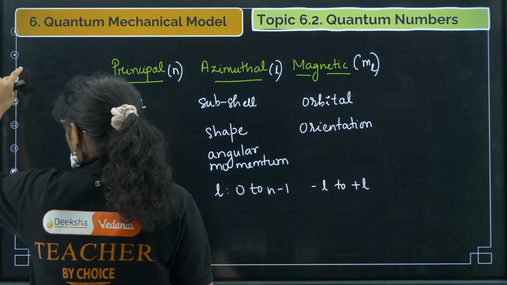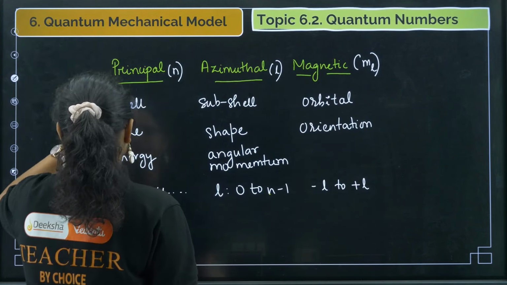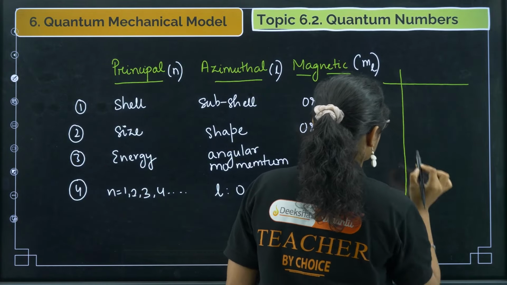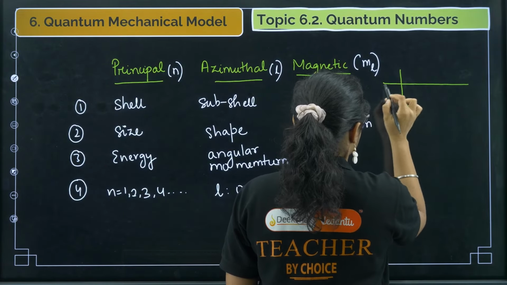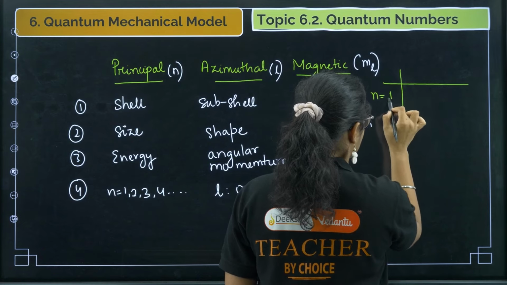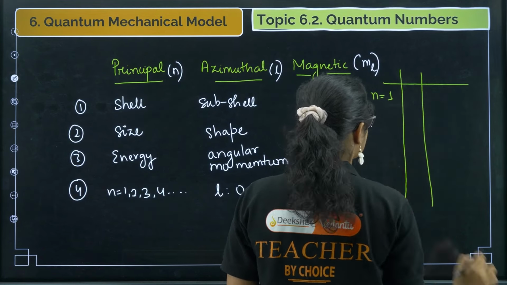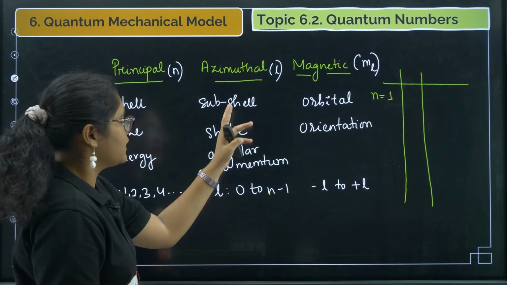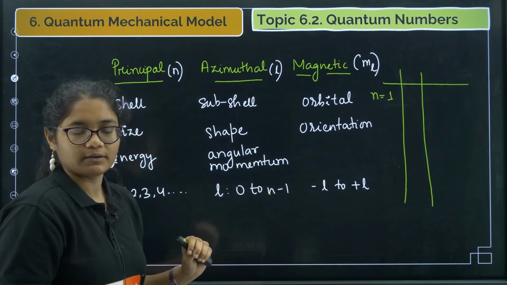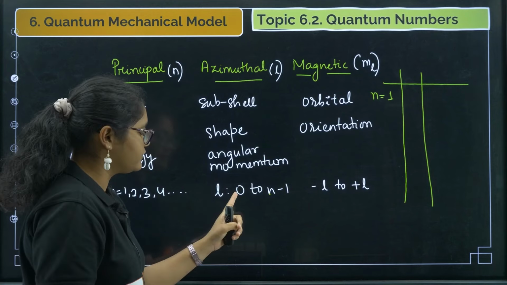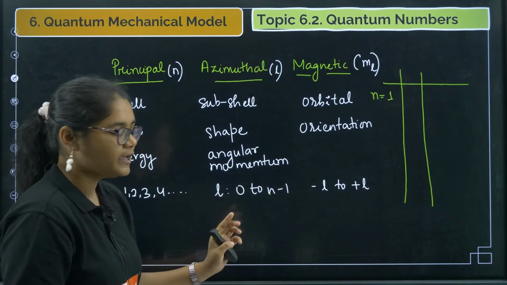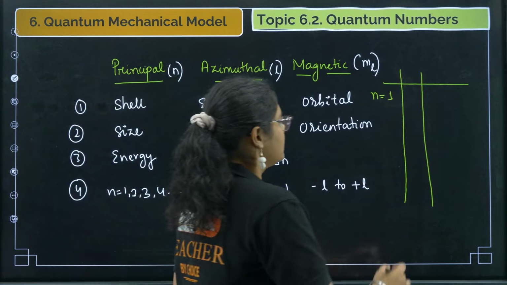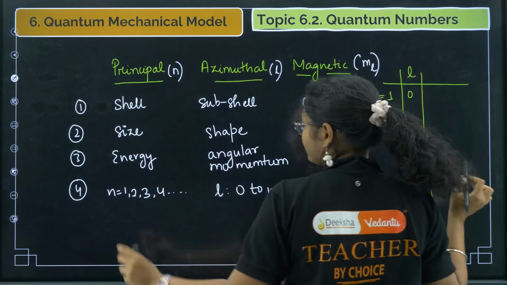Now let us take one example and understand. Suppose I have n equal to 1. Then the principal quantum number is n. What is the value of its azimuthal quantum number, L? L starts from 0 to n minus 1. Here n is 1, so 0 to 0. That means the L value here is 0.